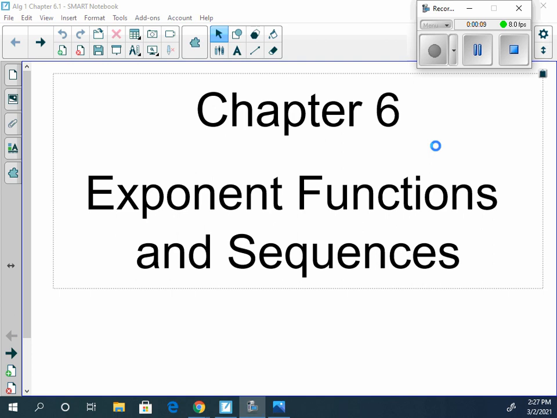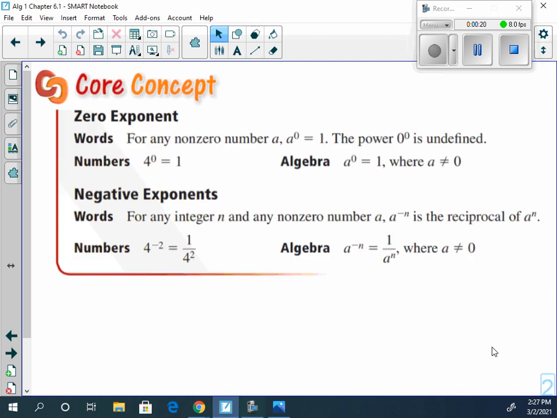All right, guys. Let's look at this here. Chapter 6, Exponential Functions and Sequences. Now, the first thing we're going to look at is exponents. There's two main exponent properties we're going to look at first, and then we'll look at a few more here in a minute. The first one is our zero exponent.